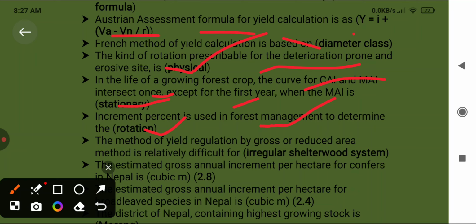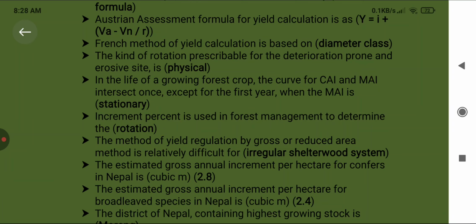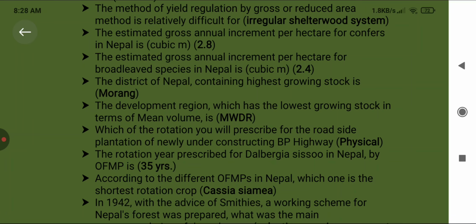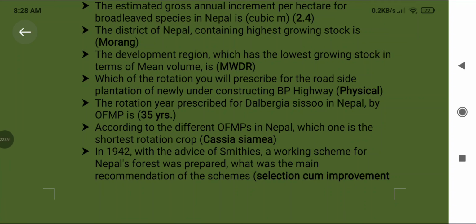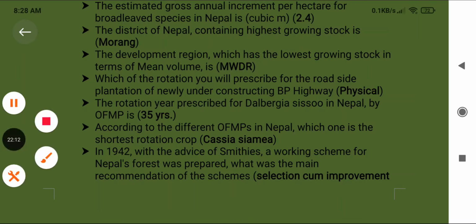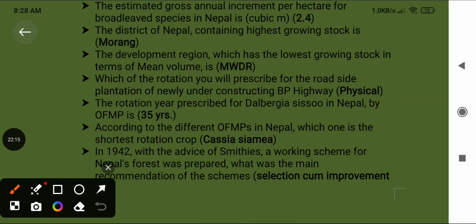The method of yield regulation by gross or increase area method is relatively difficult for irregular shelterwood systems. The estimated gross annual increment per hectare for conifer in Nepal is 2.8 cubic meters. And the estimated gross annual increment per hectare for broadleaf species in Nepal is 2.4 cubic meters.